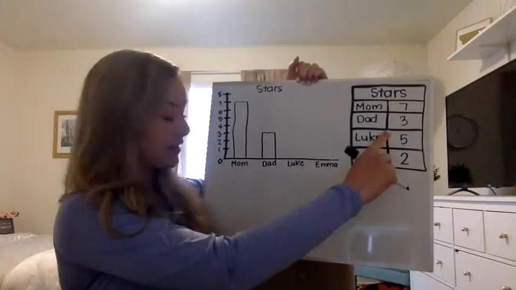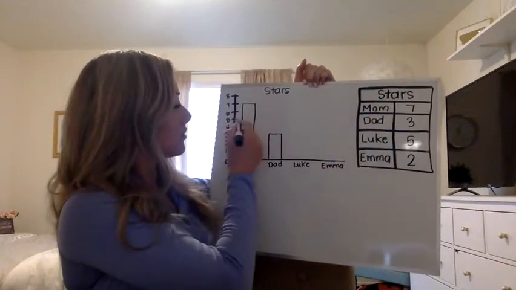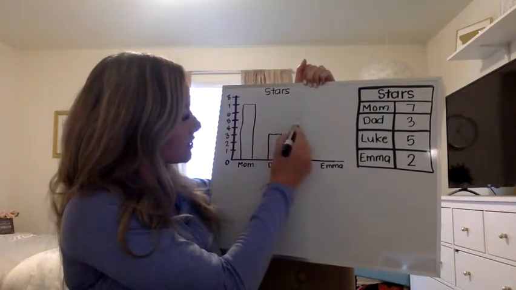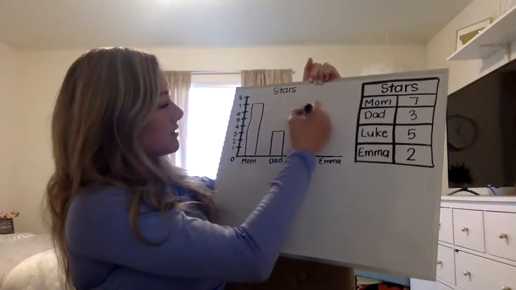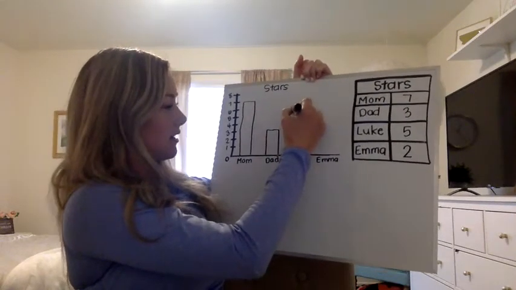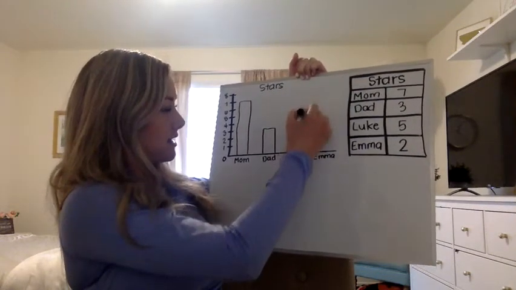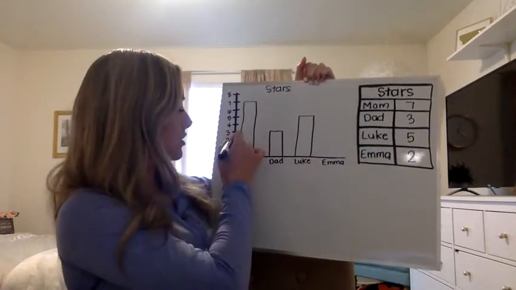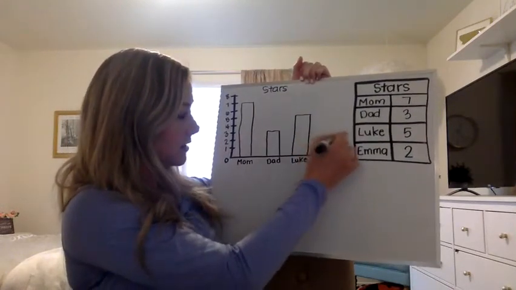Luke saw 5 stars, so his is going to go up to the 5. Just going to do this. It's kind of hard to see. Okay, there's his bar. And then Emma only saw 2, so hers is going to go to the 2.